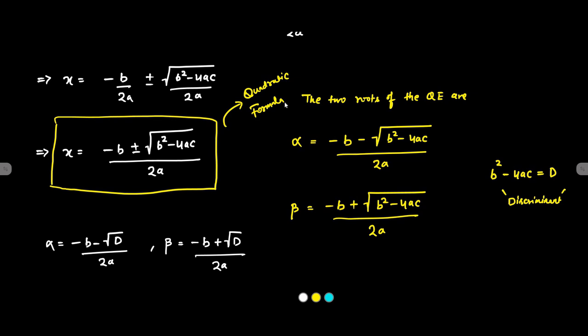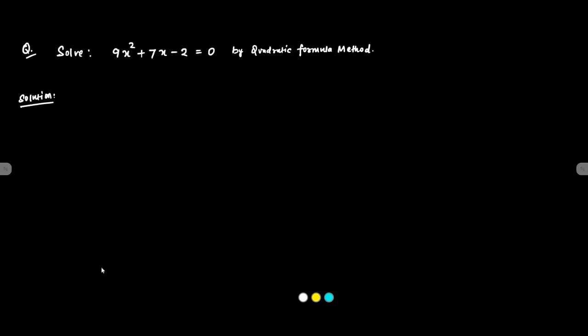So this is the first question on solving quadratic equations through the quadratic formula method. The quadratic equation is given by 9x square plus 7x minus 2 is equal to 0. We have to solve it through the quadratic formula method. So first let us write the quadratic equation: 9x square plus 7x minus 2 is equal to 0. This is the given quadratic equation.